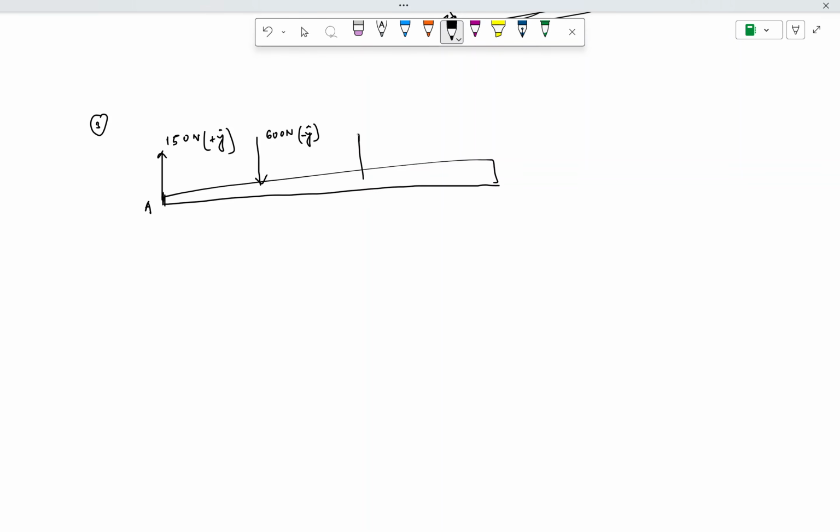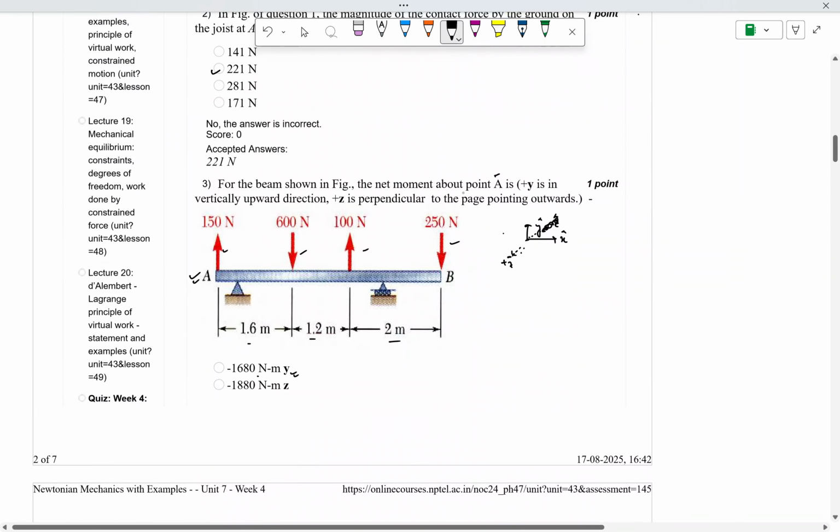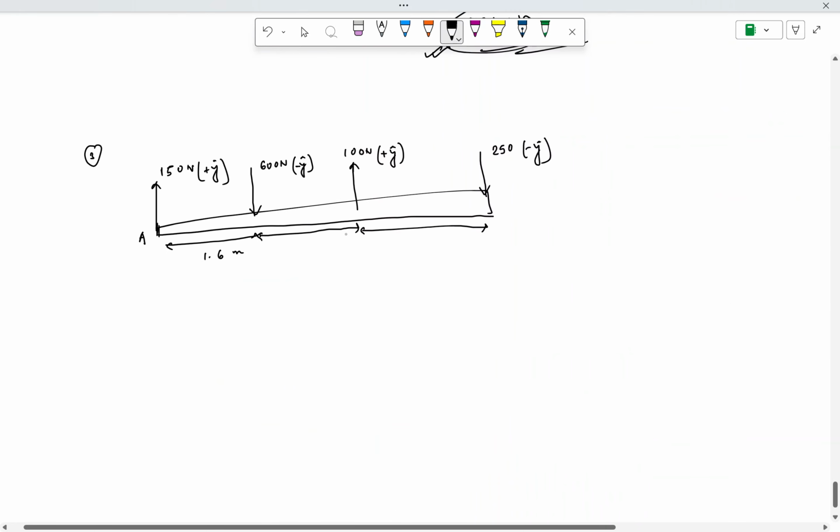Then again at some point later there is this upward force which is 100 Newton, vertically upward, so this is plus y cap. And then at the end there is a vertically downward force of 250 Newton, which is minus y cap. Now this distance, I think it was 1.6. I forgot the other ones, I have to look for them. So these two distances were 1.2 meter and 2 meter.